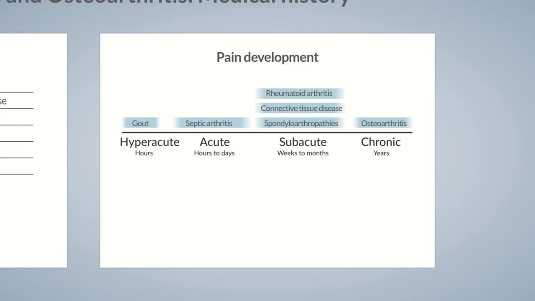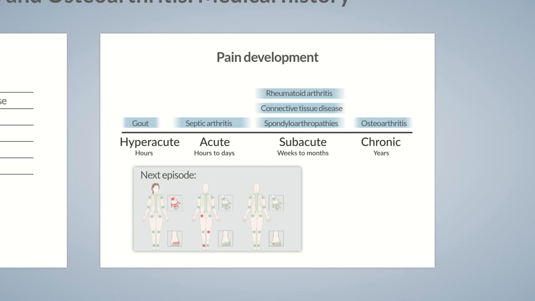A very decisive aspect is, of course, the joint affected. In Part 3 of our Chalk Talk series on arthritis and osteoarthritis, we'll provide an overview of the affected joints. We'll also explain some terms, such as spondyloarthropathy, in further detail.